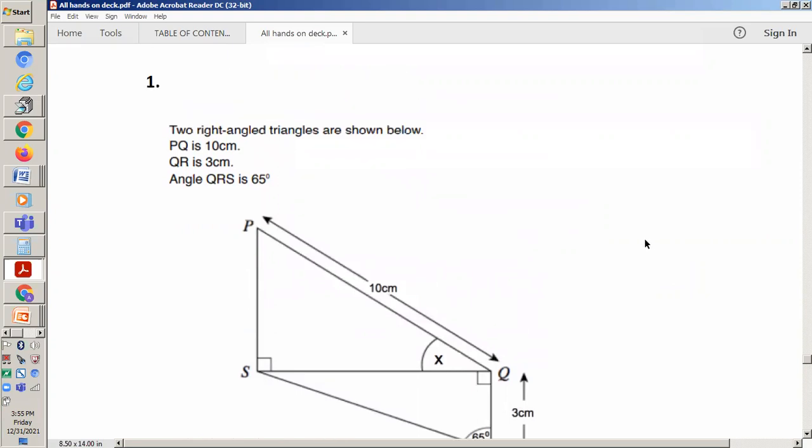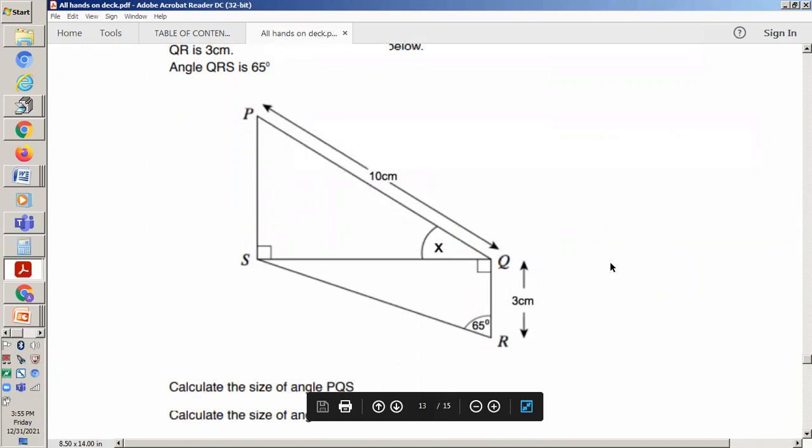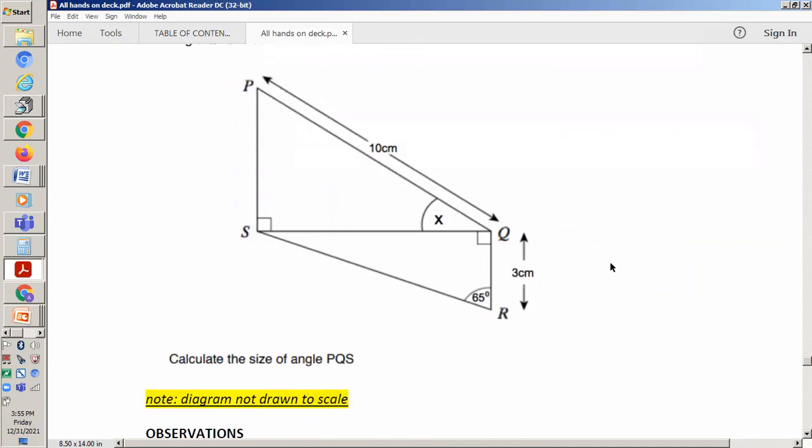So let us look at question number one. What we have here is two right angle triangles stacked on each other, and the question says to find the size of angle PQS. Just looking at the top right angle triangle, we realize that we cannot find angle X if we don't know another side. We need two sides to find an unknown angle in trigonometry.